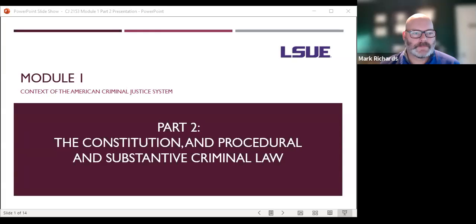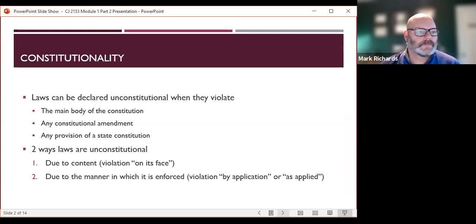Substantive criminal law. Laws can be declared unconstitutional when they violate the main body of the Constitution, any constitutional amendment, or any provision of a state constitution. There are two ways laws are deemed unconstitutional, either due to their content, which means a violation on its face, or due to the manner in which it was enforced. This is a violation by application or as applied.